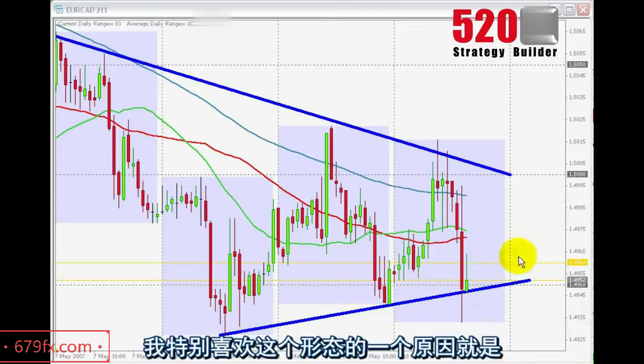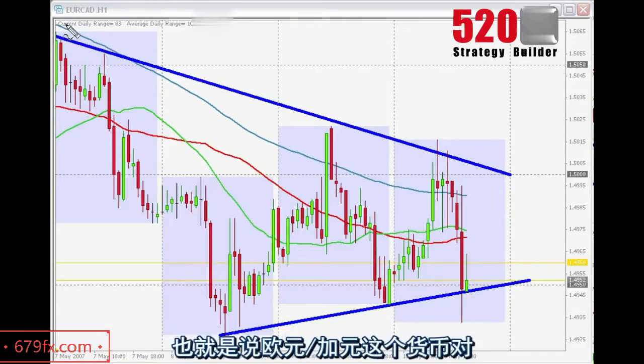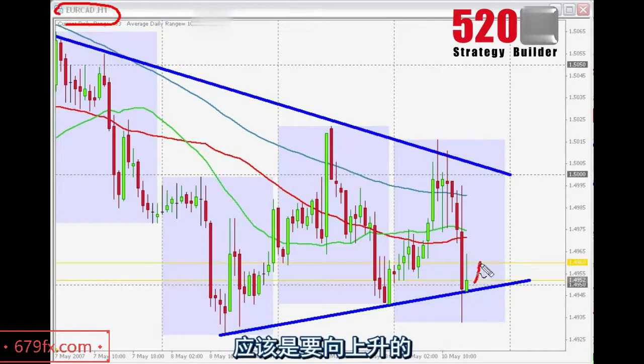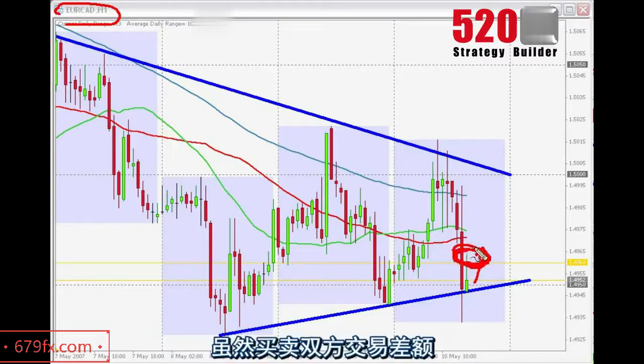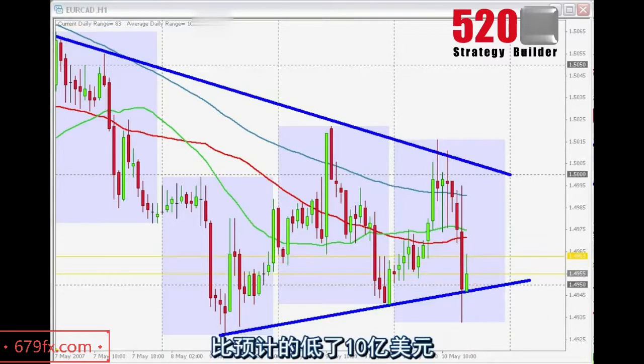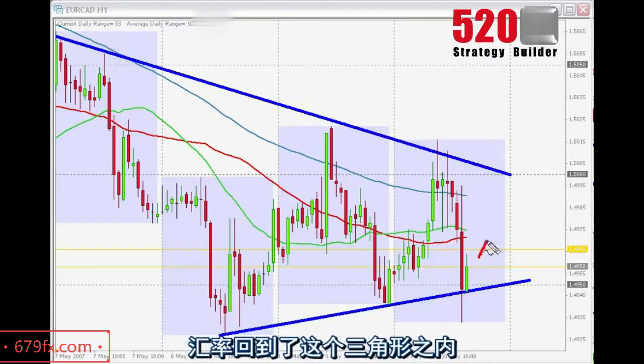What I like particularly about this setup is that we've just had the Canadian news, and it's been Canadian bearish, meaning that the EuroCAD chart should be seeing a move up, which we've seen right there. But still, despite the trade balance news, which was almost 1 billion lower than expected, we are seeing that the EuroCAD is failing to resume its move into the triangle.